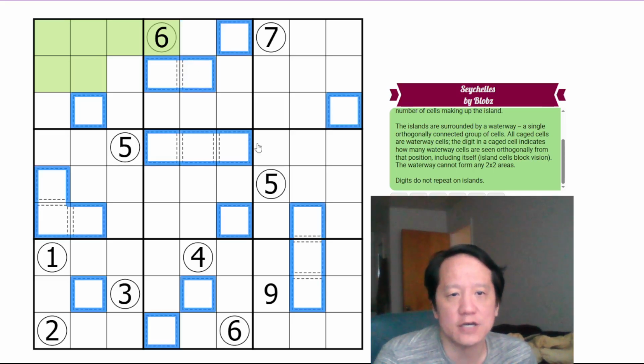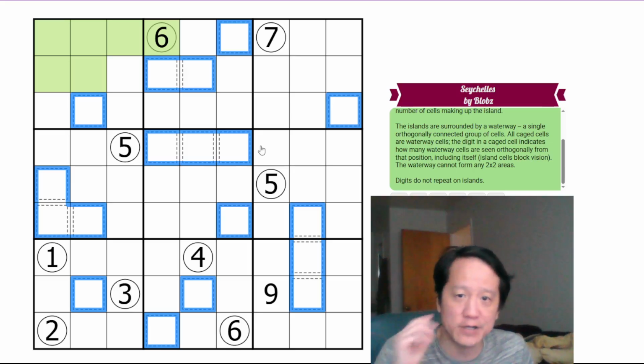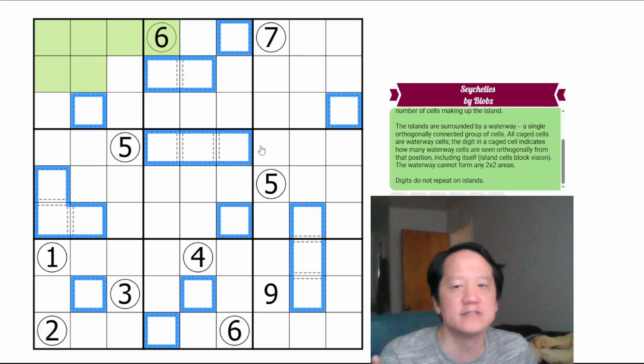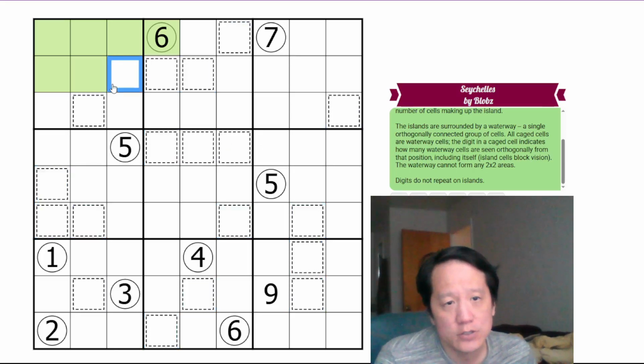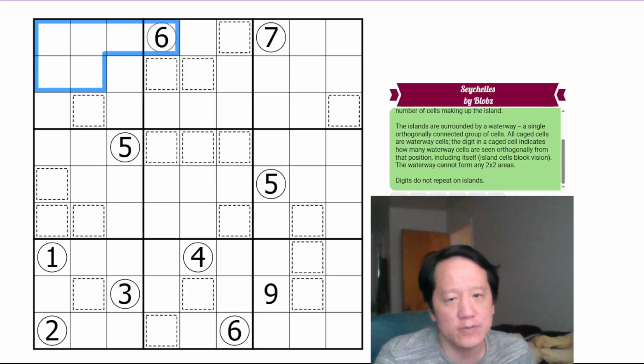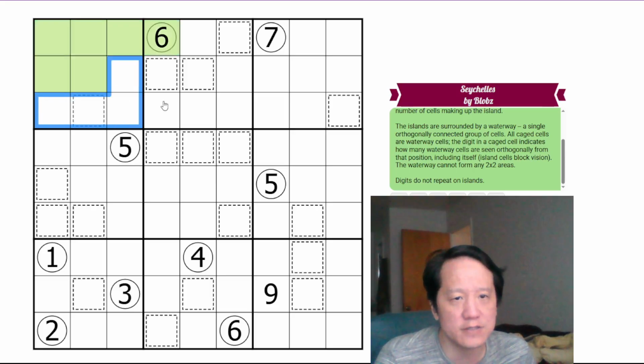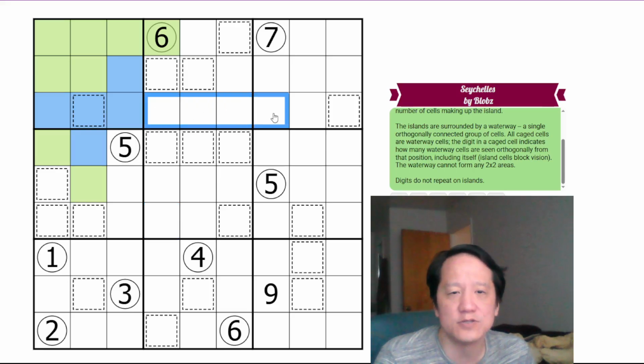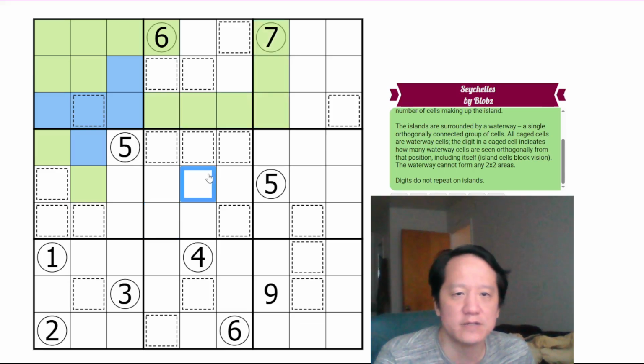All caged cells are waterway cells, and the digit in a caged cell indicates how many waterway cells are seen orthogonally from that position, including itself. Island cells block vision. So, for example, say we had something like this, and say these were waterway cells. This doesn't really work, but let's try that. These are waterway cells, and this would be island cells, and then we have waterway cells here, or whatever.